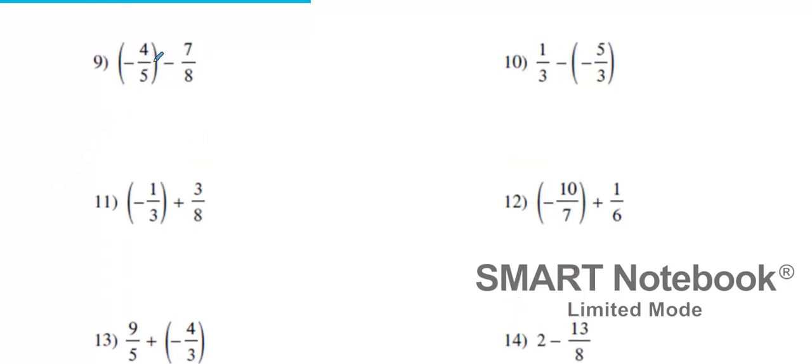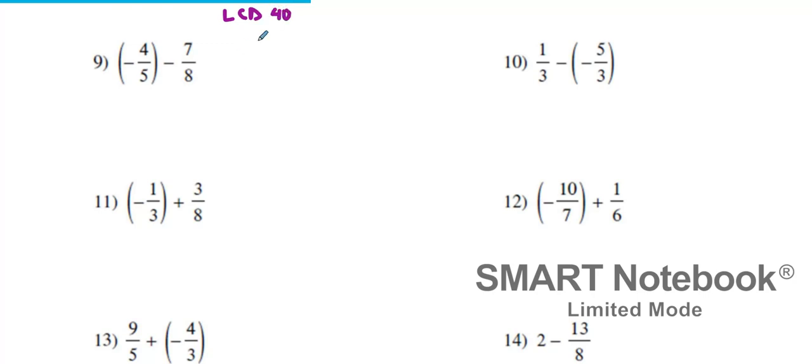Problem number 9. You'll see this a lot: LCD, least common denominator. So what number do both of these go into? If you want, you can just start with factors of 8: 8 times 1, 2, 3, 4, until you get to 8 times 5. Sometimes you don't have to multiply together. For instance, if it was 2 and 6 in the denominator, you don't have to multiply the two together and have a denominator of 12. You could use the denominator of 6. But 8 times 5, 40, is going to be your least common denominator.